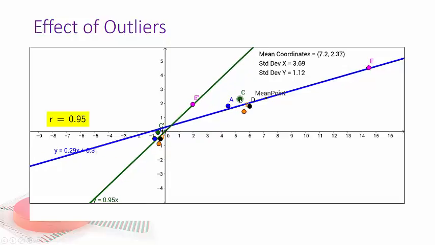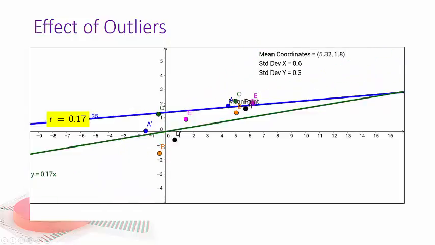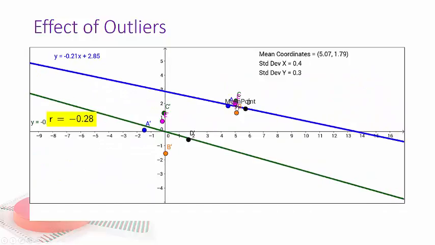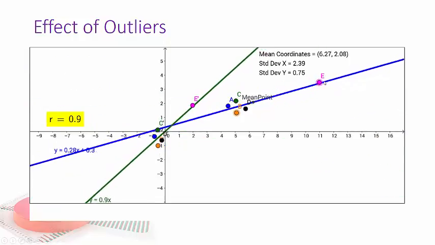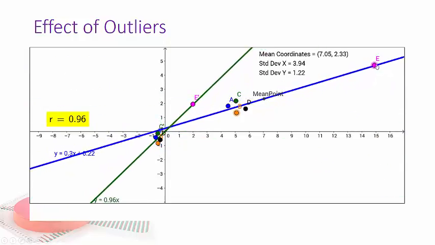So even though you could argue, hey, if I didn't have point E, it doesn't look very linear at all. So if point E was just right where the mean is, there might be a little bit of a correlation, and you can see that my correlation drops down. But when I pick up point E and move it far away from my other points, my correlation gets stronger and stronger. So if you have a really high correlation, check for outliers, because that might be influencing the correlation.